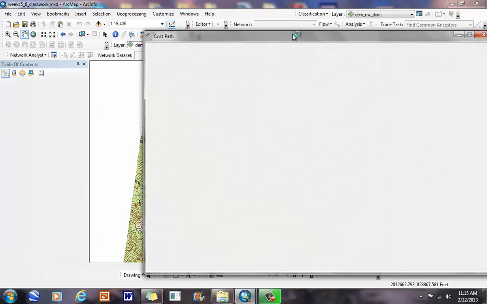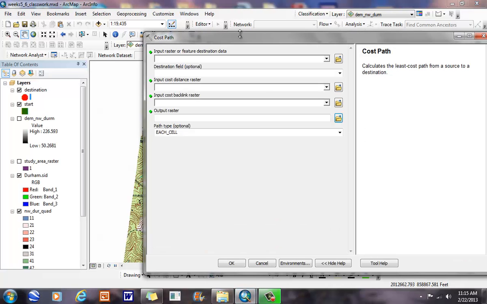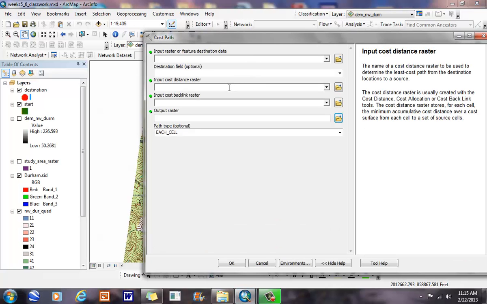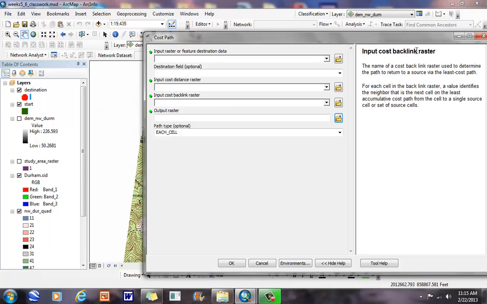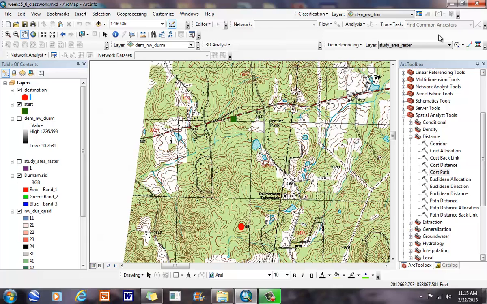So before I can even go through and calculate this analysis here, I'm going to have to look at my cost path from my source to my destination, which I already have represented. I'm going to need a cost distance, and then I'm going to need a cost backlink raster here. And before I even do that, I need to calculate the slope here. You can see some of the input parameters that I have here.